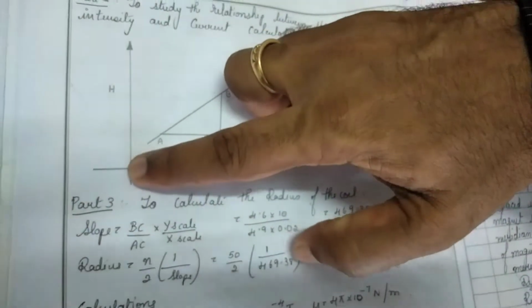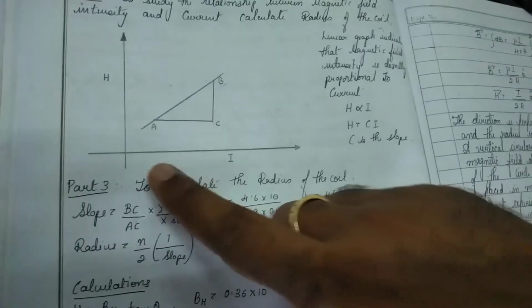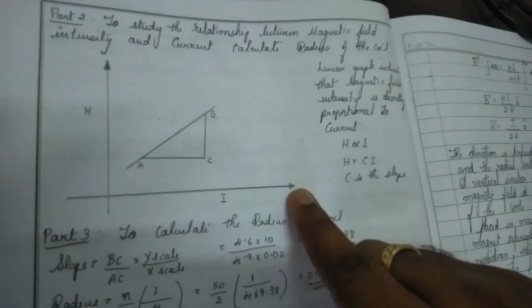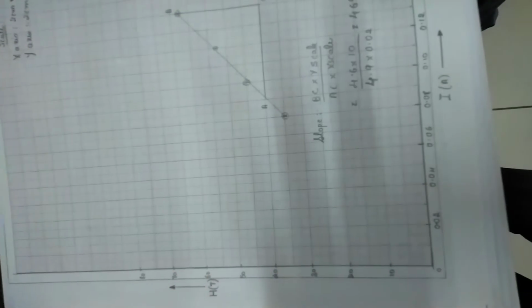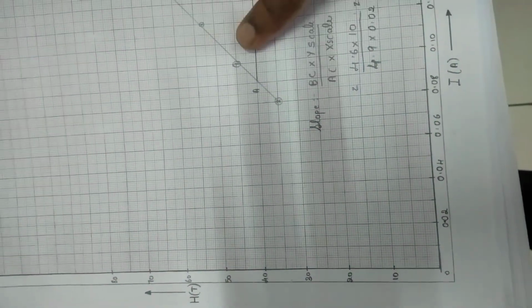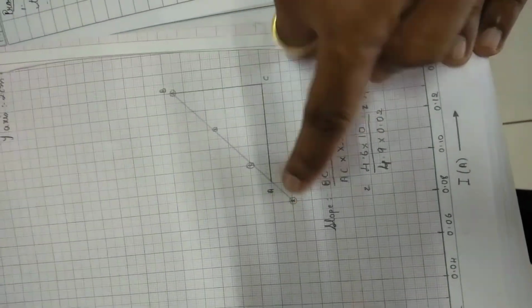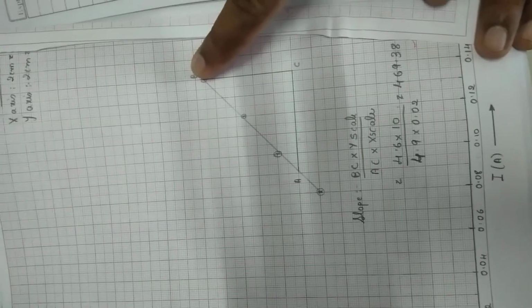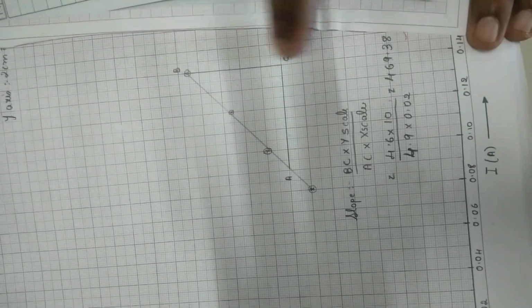Magnetic field intensity H is taken along the y-axis, and the variation of current, like 0.08, 0.10, etc., is taken along the x-axis, and we can plot the graph. When you plot the graph, taking H along the y-axis and I along the x-axis, you will get the points like this, 4 points. Just join the 4 points after plotting the value of H versus I, and then calculate the slope.